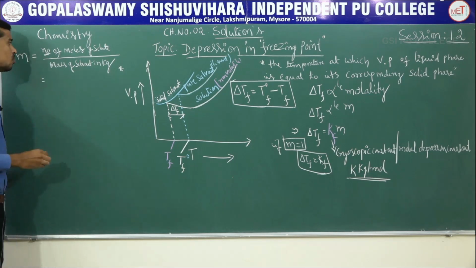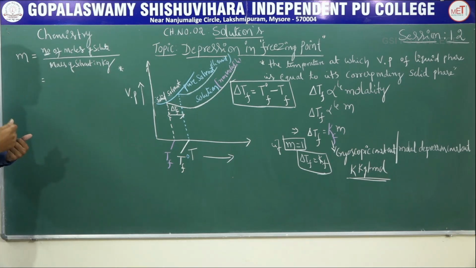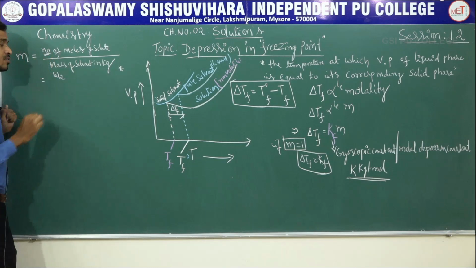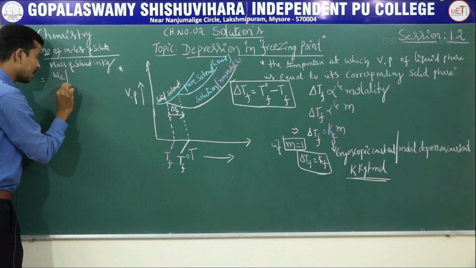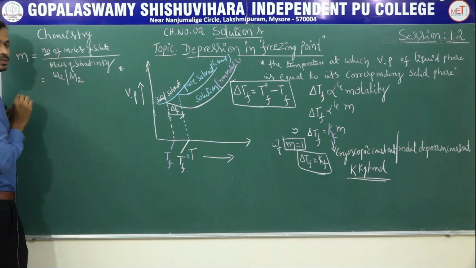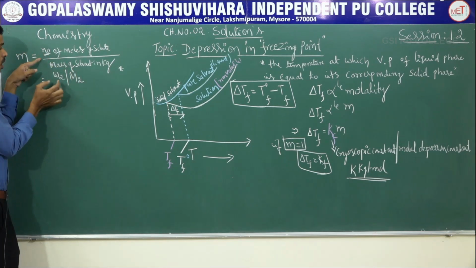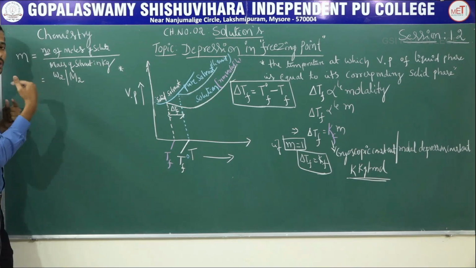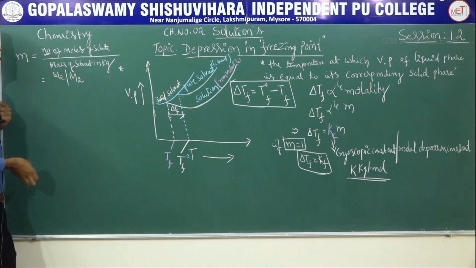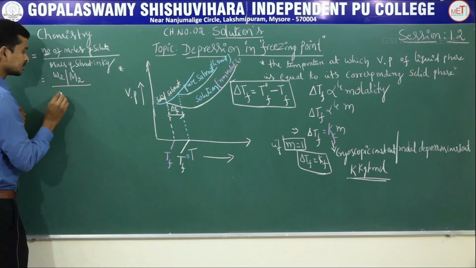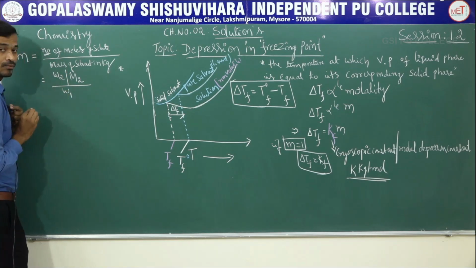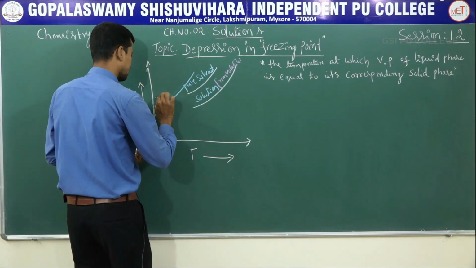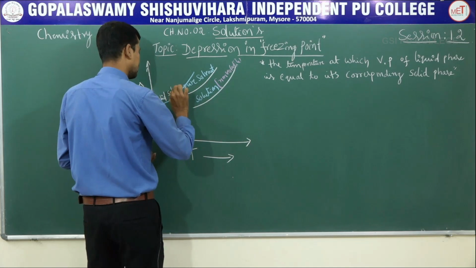Suppose the number of moles. How to calculate the number of moles? Mass divided by molar mass. Let us consider W2 gram of a non-volatile solute of molecular mass M2. Clear? Number of moles is equal to what? Mass divided by molecular mass. Let us consider W2 gram of solute of molecular mass M2 dissolved in W1 gram of solvent, converted into kg, divided by 1000.